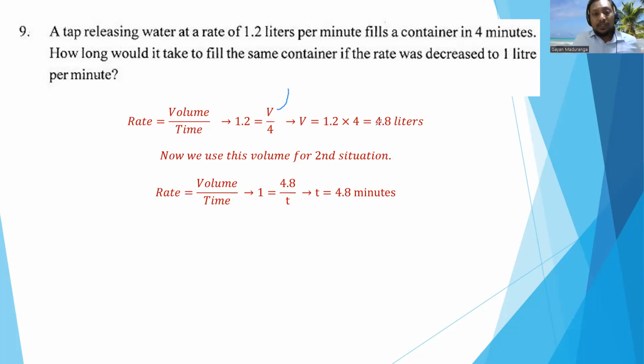When you cross multiply, you will get that the tank is a very small one, a tiny, tiny tank, 4.8 liters. Now we know the volume and the rate, so you need to calculate the time. Rate is 1, volume is 4.8, time is t. Just cross multiply, you will get time is 4.8 minutes, which is longer than the previous one.